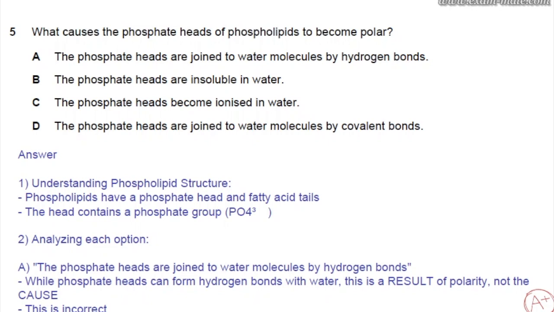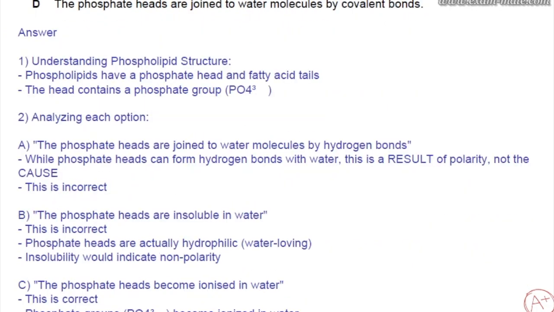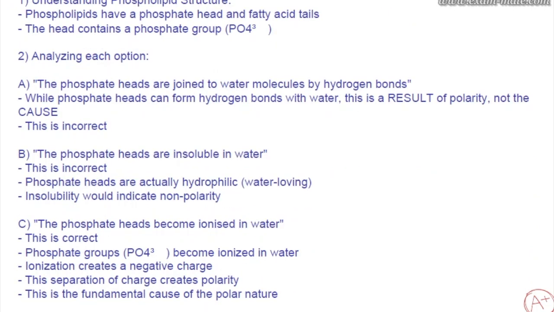1. Understanding phospholipid structure. Phospholipids have a phosphate head and fatty acid tails. The head contains a phosphate group, PO4 3-. 2. Analyzing each option. A. The phosphate heads are joined to water molecules by hydrogen bonds. While phosphate heads can form hydrogen bonds with water, this is a result of polarity, not the cause.